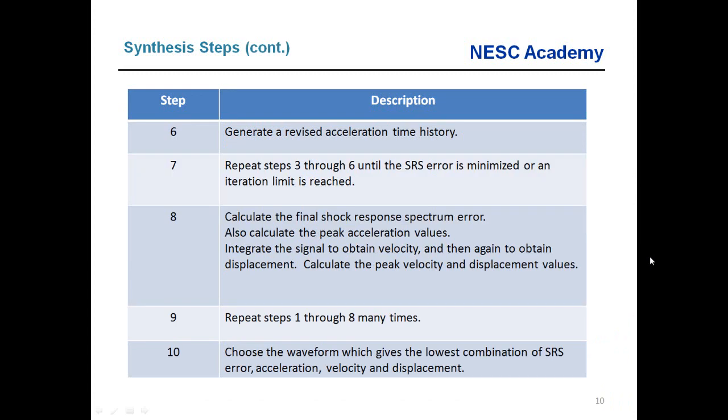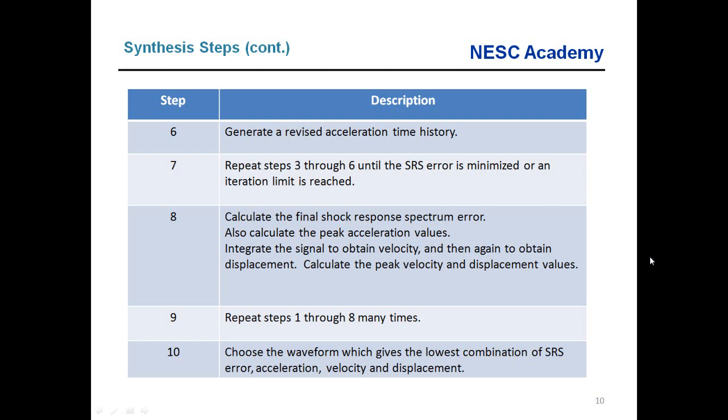Okay, so then we generate a revised time history. We repeat steps 3 through 6 until the SRS error is minimized or an iteration limit is reached. So there's only so many times we can go back and rescale those wavelets, and eventually at some point the error will start increasing or diverging. So then we calculate the final shock response spectrum error for that given candidate, and we also calculate the peak acceleration values, and we integrate the signal to obtain the velocity and then again to obtain displacement. So we get our peak values for each of the 3 amplitude metrics.